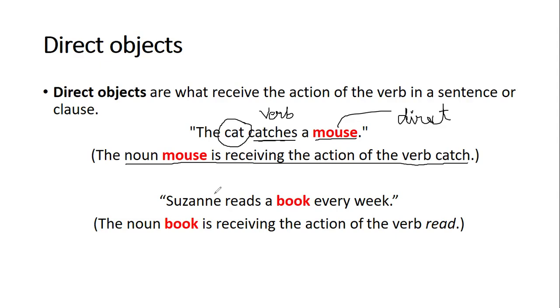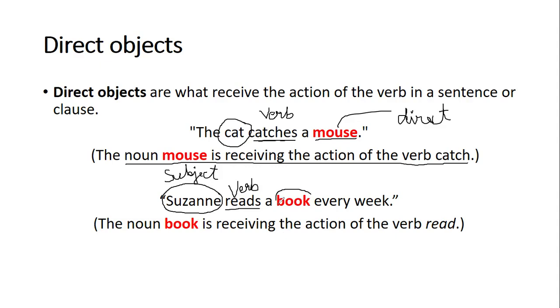Now, we all know that our whole statement revolves around Suzanne. She is the person whom we are talking about. So, Suzanne is our subject. We are talking about Suzanne. Subject is the naming part, right? A noun. And here, our main noun is Suzanne. What is Suzanne doing? What action is she doing? What is the verb? Reads, right? So reads is our verb. She is reading something. She is reading a book, right?